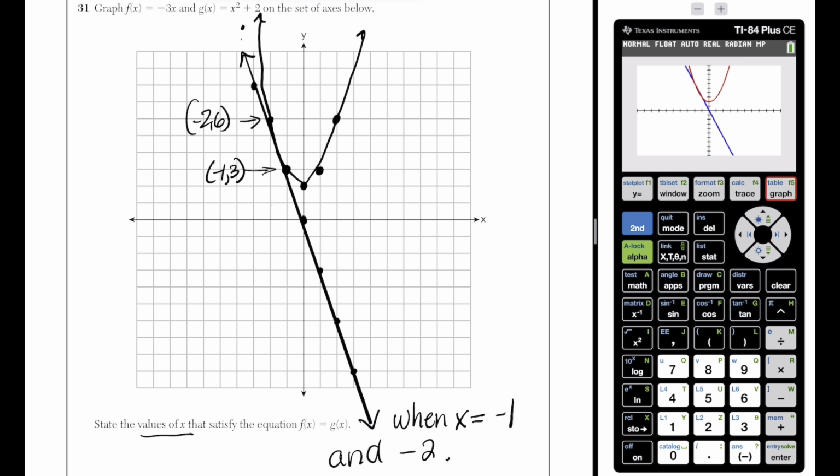Now, if they wanted more evidence, like not just state the values, but demonstrate or justify it, then I can algebraically justify it using substitution. But because they only said to state, that's all I did. All right, so now look at your work, and you're going to score yourself out of 4 points. Did you graph both of them correctly or pretty accurately? And did you answer both values of x that will satisfy the equation? All those things need to be true to get full credit. Score yourself as a 0, 1, 2, 3, or 4.